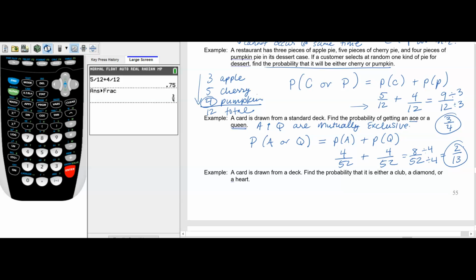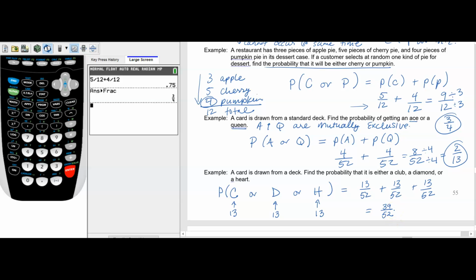Okay, so the next question, so we want to know what's the probability that a card, if we have a deck of cards, is either a club or a diamond or a heart. Okay, so these are all mutually exclusive. They cannot happen at the same time. There are 13 clubs, there are 13 diamonds, and there are 13 hearts. So we're going to take the probability of each one and just add those together. And when we add 13, 13, and 13, we get 39 out of 52.